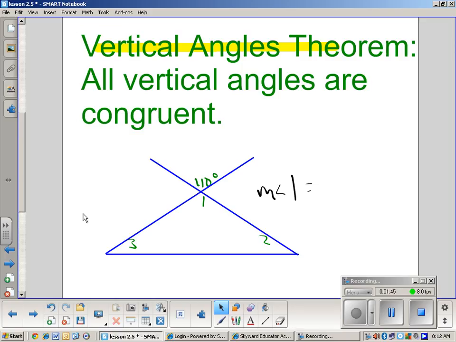And so if I look at this picture, what's the measure of angle 1? What is it? 110 degrees. Why? Because it's a vertical angle with this angle, right? And since the vertical angle theorem says that all vertical angles are congruent, that means that these two angles have to be congruent. Have to be the same measure. So notice how we write it: the measure of angle 1 is equal to 110 degrees.